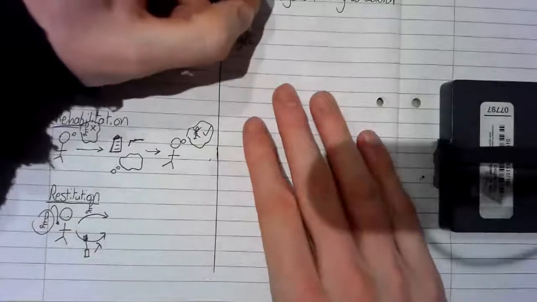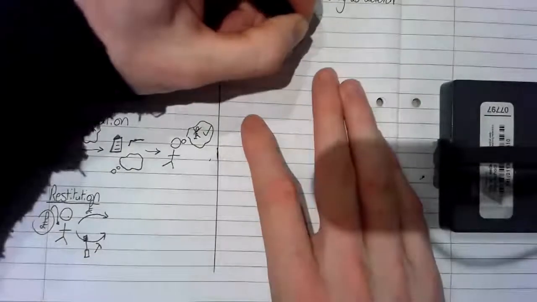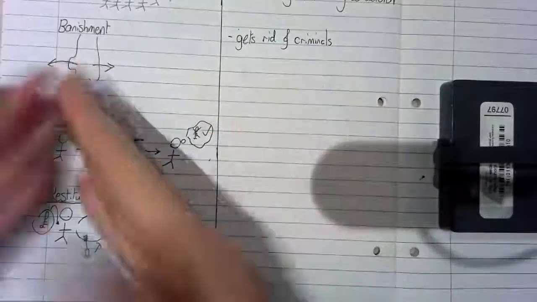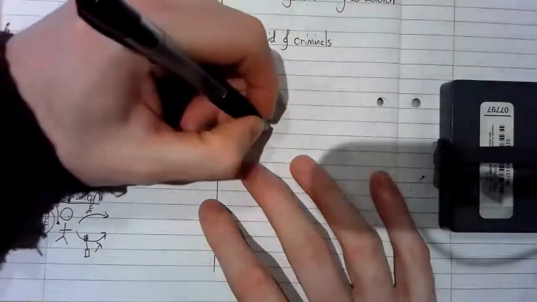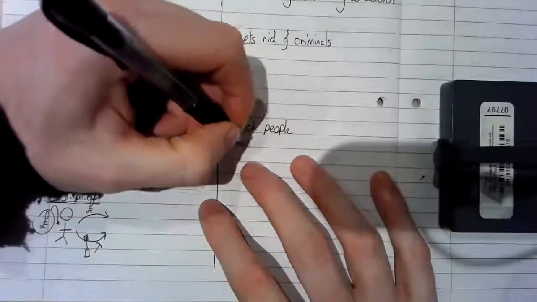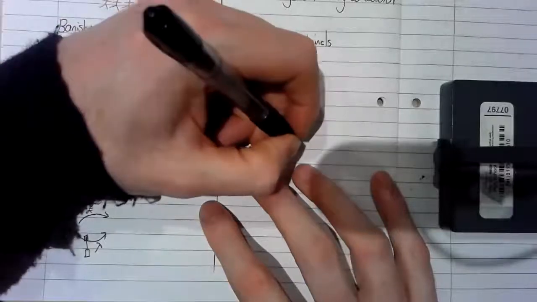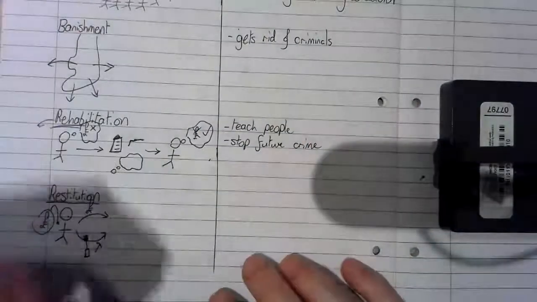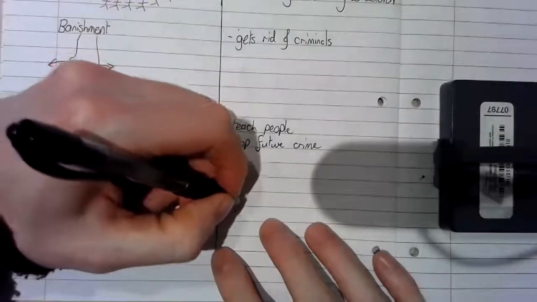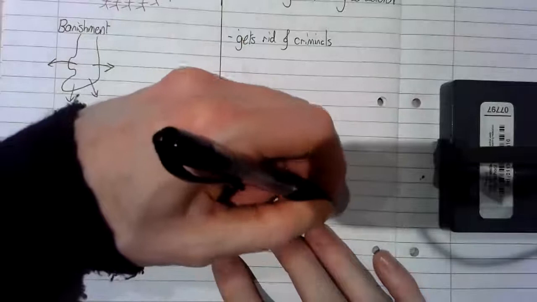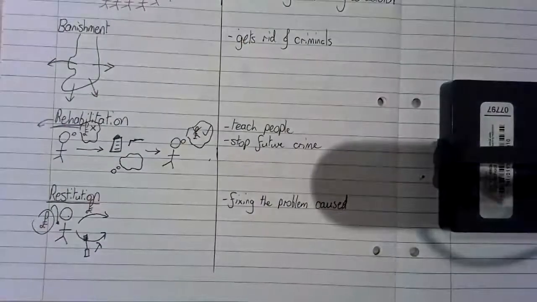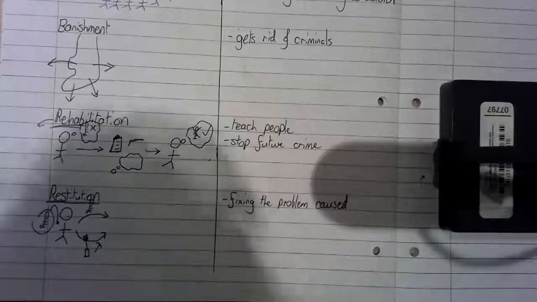Welcome back. Okay, so banishment literally gets rid of criminals. They're literally getting rid of them. They can't commit a crime if they're not in the country. It tries to stop future crime. Restitution. It's fixing the problem caused. So say if you hurt someone, it's fixing that problem, isn't it? Okay, that's how it's trying to go over the problem. So make sure you mark your answers in green, add a little bit if you can.